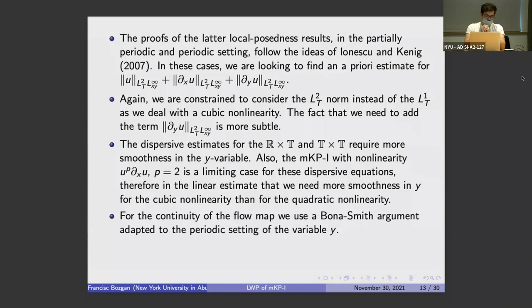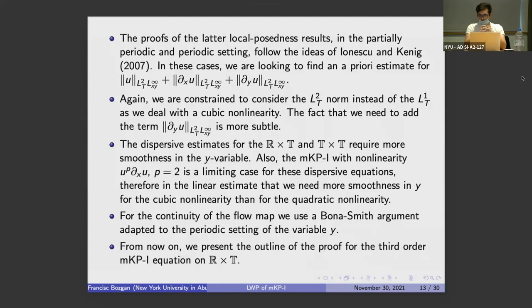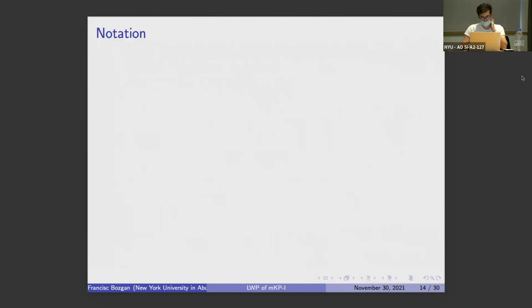For the continuity of the flow map in the partially periodic and periodic setting, we'll use a famous argument called the Bona-Smith argument, adapted to this periodic setting. My plan for today is to show you an outline of the proof for one of these cases, the third order modified KP-I equation on R cross T. So let's begin with some notations.